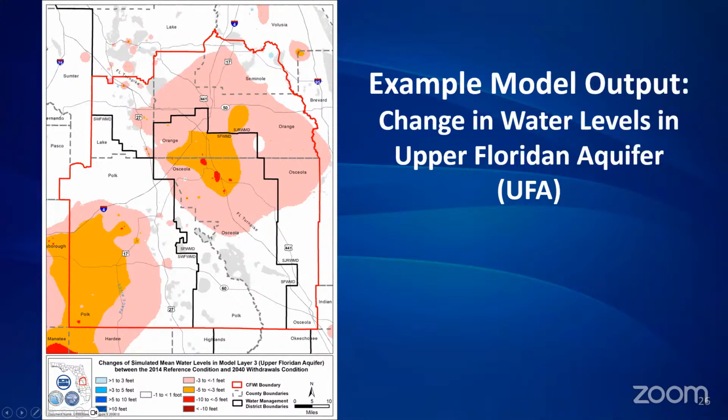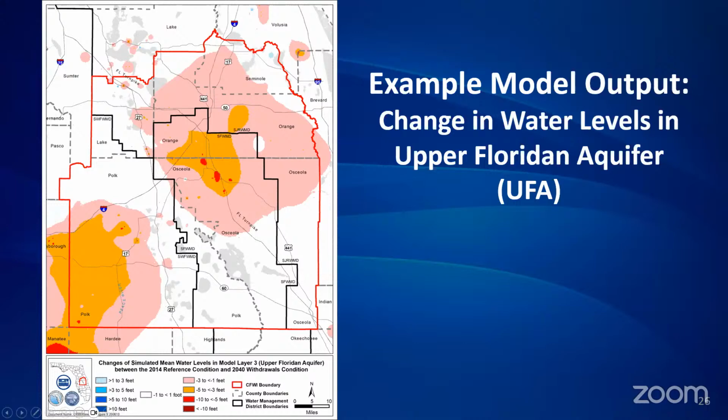So I'm going to go through just a couple examples of the output that we get from the groundwater model. We have post-processing tools that take this vast amount of data and convert it into something that we as hydrogeologists can look at and figure out what the impacts are. So this is an example of one of those outputs.